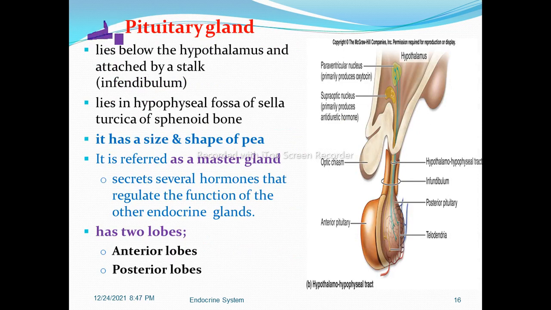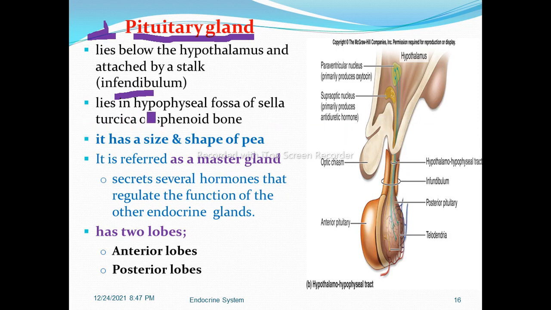The first and the best gland is the pituitary gland. The pituitary gland lies below the hypothalamus and is attached to the hypothalamus by a stalk, or infundibulum. By the way, this is the hypothalamus. This is the pituitary gland, with an onion-like shape. This is the stalk or infundibulum, which attaches the pituitary gland to the hypothalamus.